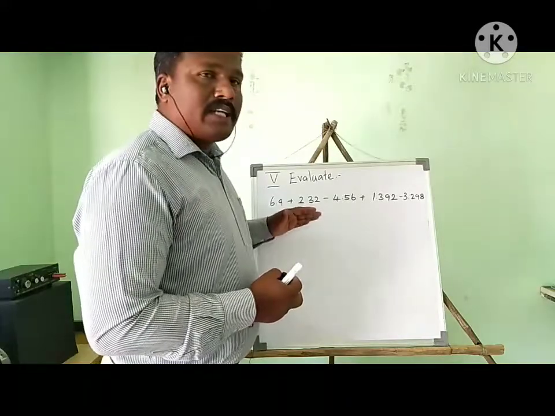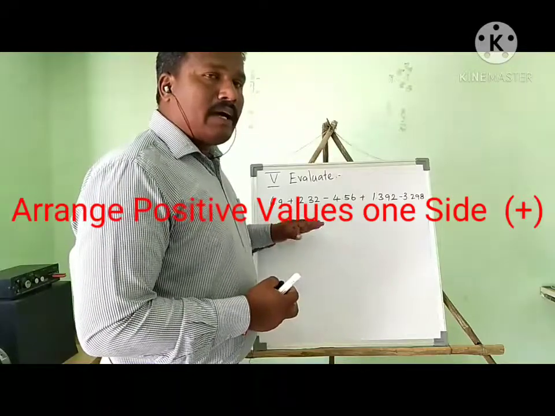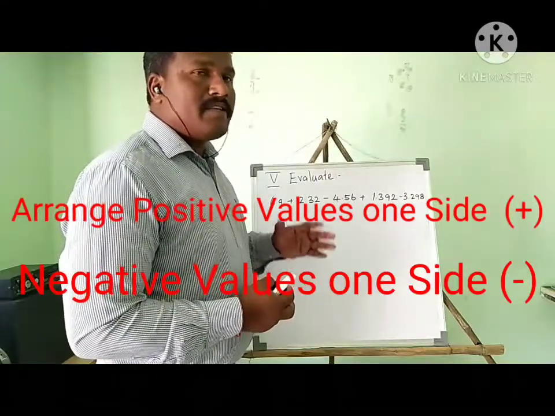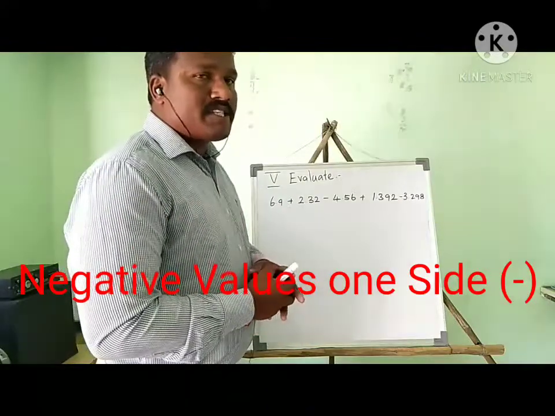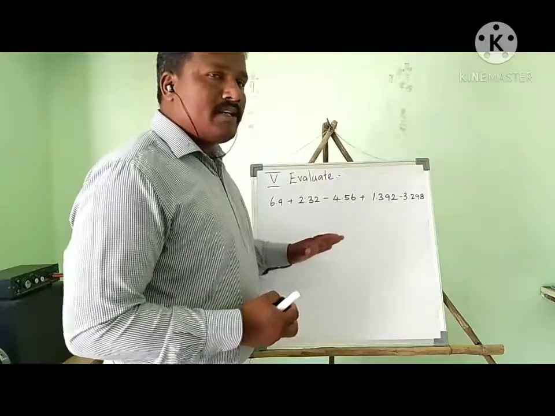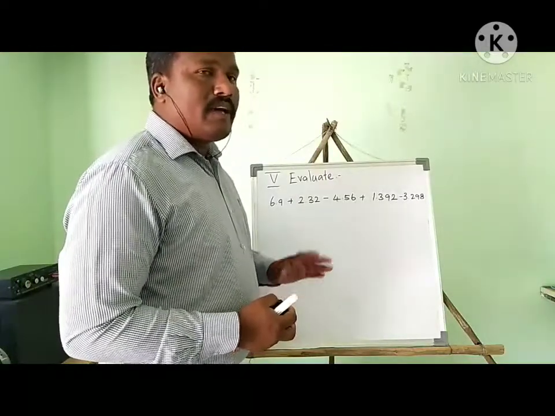First, we have to take the positive values and the negative values separately. Then you add the positive values together and add the negative values together. You will get two answers, two sums. Then you subtract the two answers, and that is the final answer.